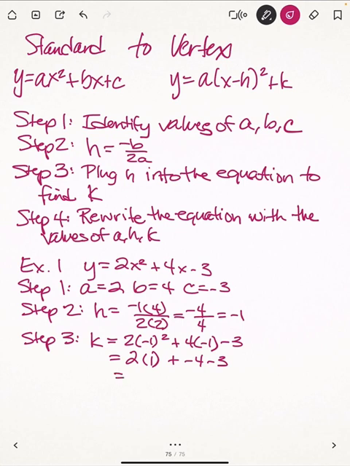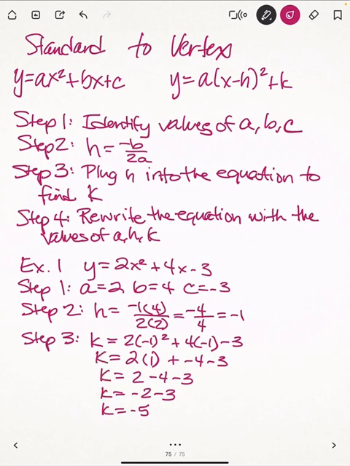So let's go ahead and change this 2 times 1 to equal 2 and give us negative 4 minus 3. So if you say 2 minus 4 minus 3, well, let's do 2 minus 4. 2 minus 4 is negative 2 minus 3. And negative 2 and negative 3 give us negative 5. So that's going to be our k value, okay?